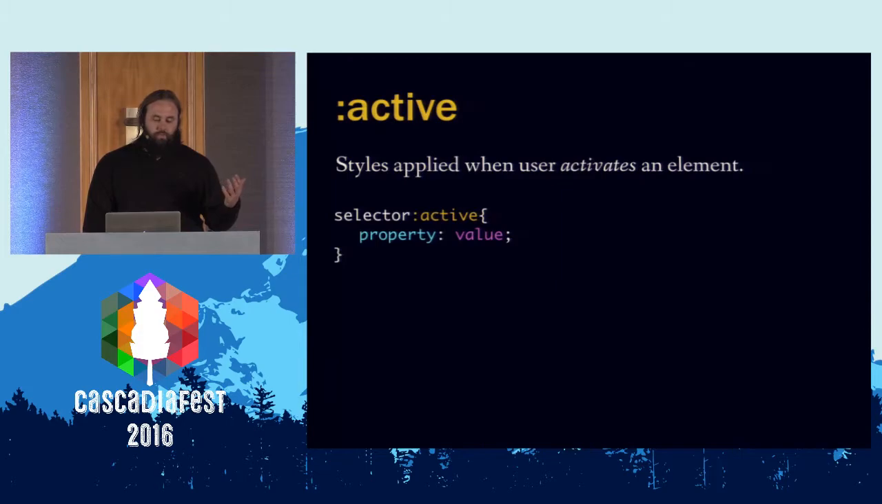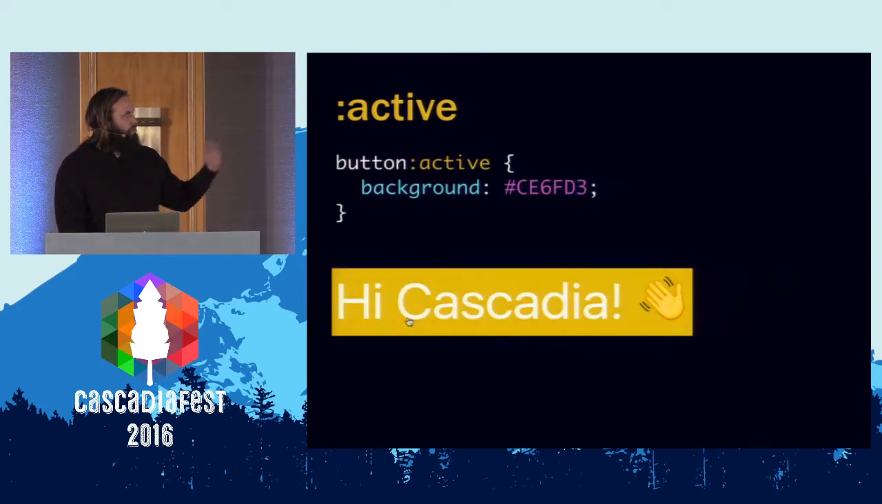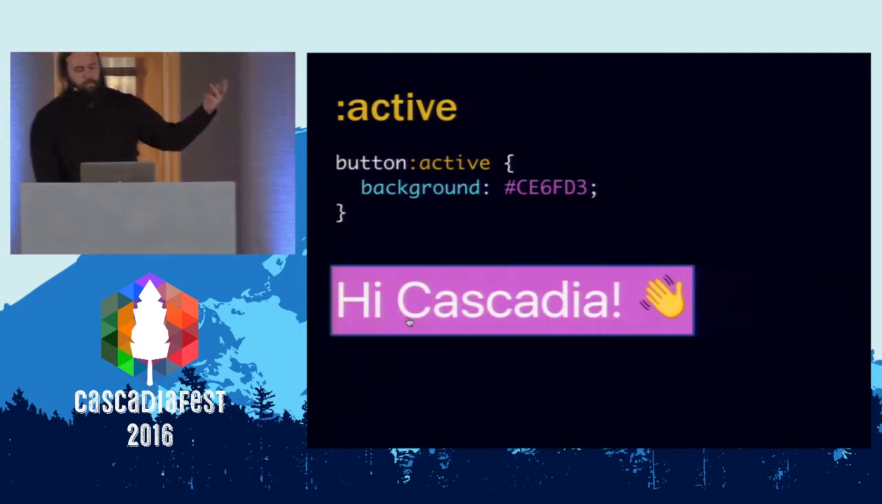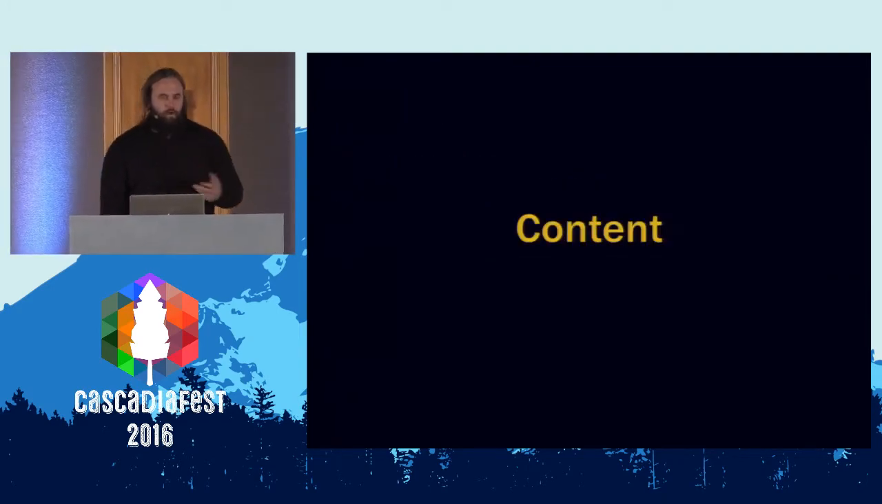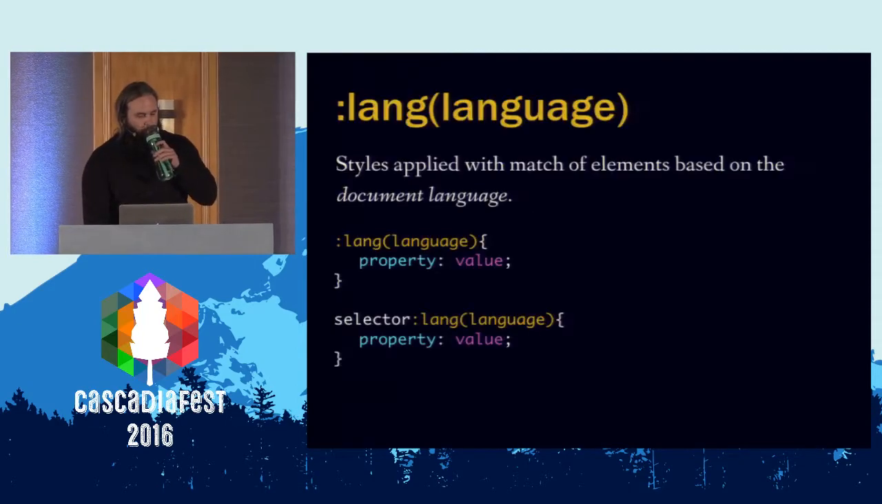Active is styles applied when a user activates an element. When interacting with the mouse, this is typically the time between the user pressing the mouse button and releasing it. It gives the user some sort of visual feedback. So you can hover over it, nothing, but then when you press on it, you get something. All right, so that was easy. Now let's get into some content.